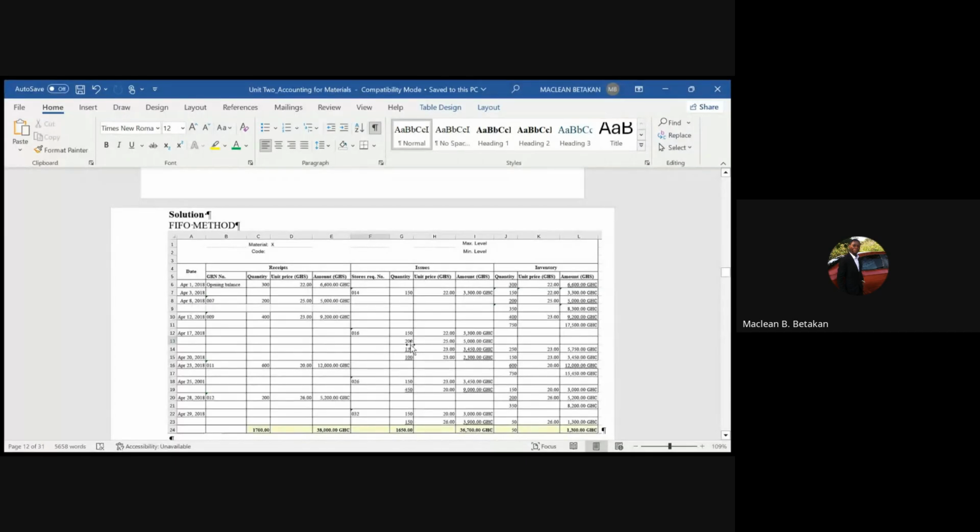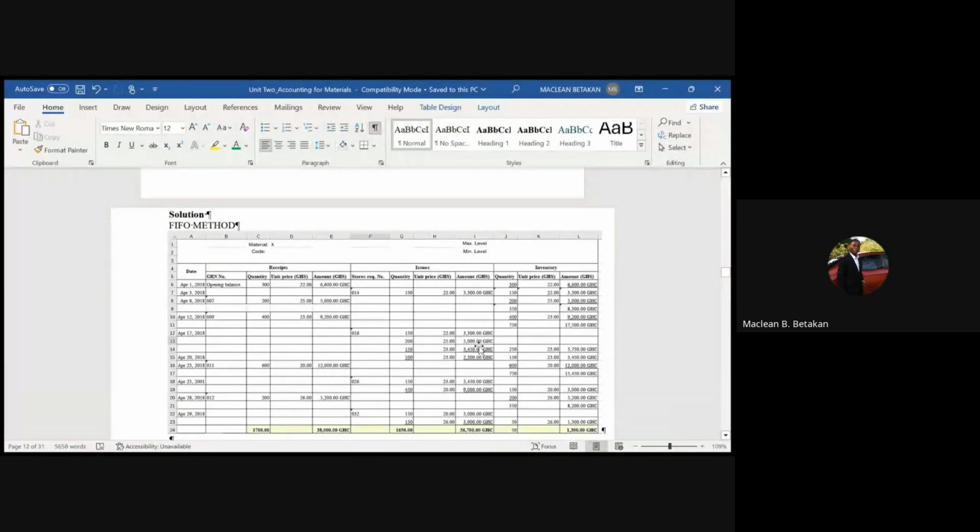We are left with what? 150. Then our next receipt was 400. So in this 400, we are going to issue 150 at 23 cedis because what we are issuing is less than what we have. So we issue out what we need to issue, which is 150, valued at 23 cedis. So 150 is issued at 23 cedis because that was the value of the next transaction using first in, first out.